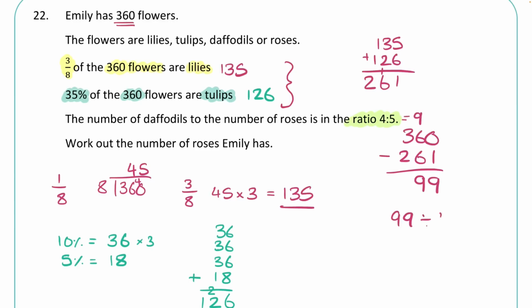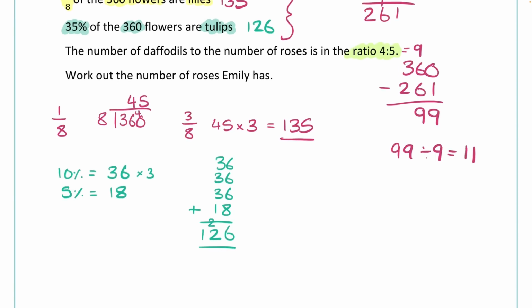99 divided by 9 is equal to 11, and then we have daffodils to roses in the ratio 4:5. We want to multiply both of these by 11, and that's 44 to 55. We want to work out the number of roses that Emily has. Roses is the 5, which is the 55. And there we go, we have 55 roses.